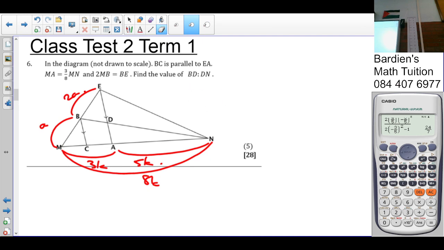The question is find the value of BD is to DN. But we know that BD over DN is equal to CA over AN. But I don't have CA. Can you see that? So I must calculate CA first. But CA is falling in this triangle here now. So CA over AM is equal to BE over EM. Okay?